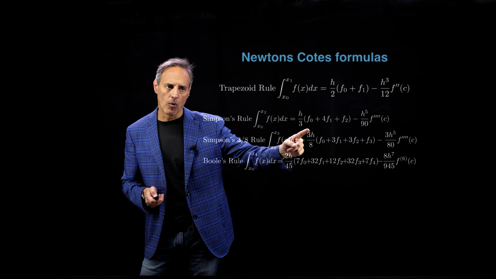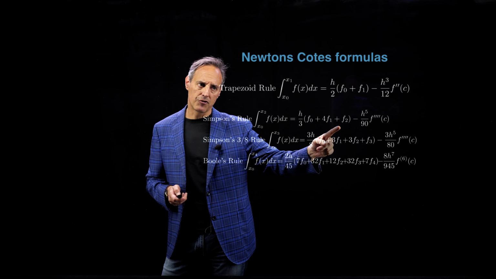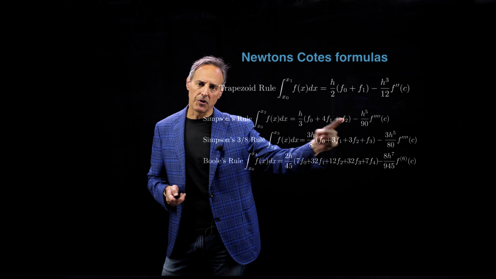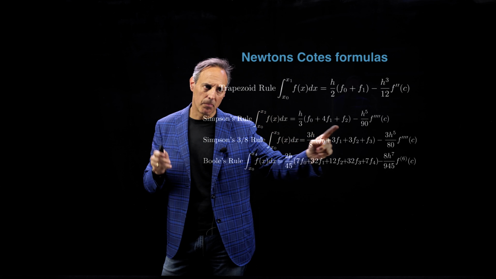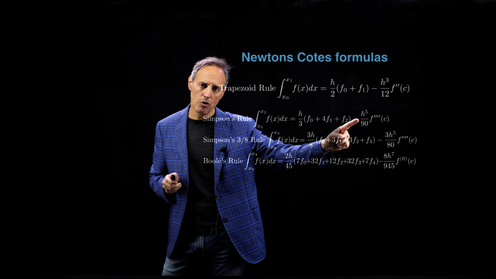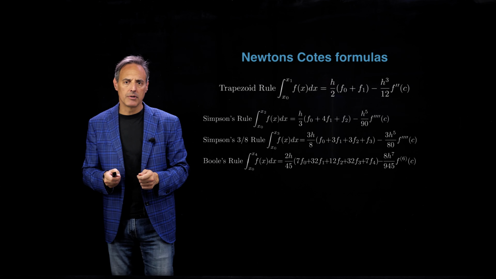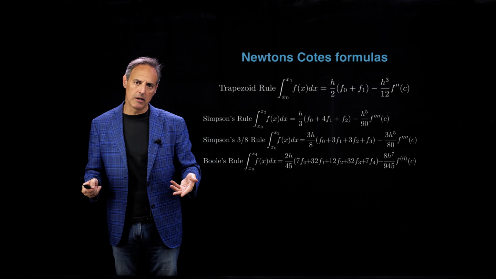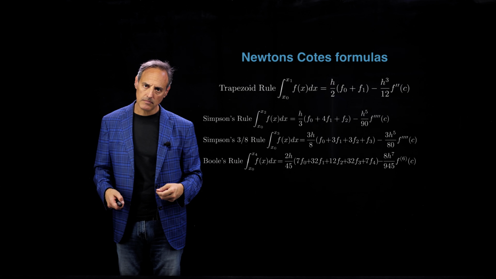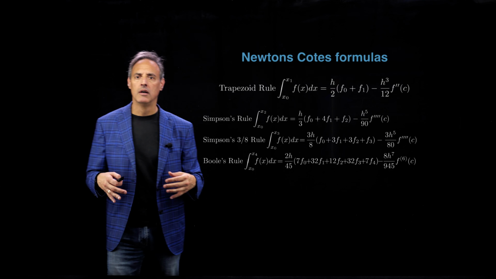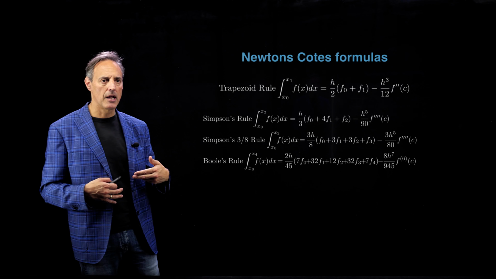It's h over 3 times (f0 + 4f1 + f2), but here's the big deal. This is, again, basically estimating the same integral, but now instead of there being an h cubed, there's an h^5. Just like when I did finite differences, the more neighbors I use, the more I can push the error down. I use more points, I push the error down. Okay? That's the common thing across all of these Taylor series-based methods.